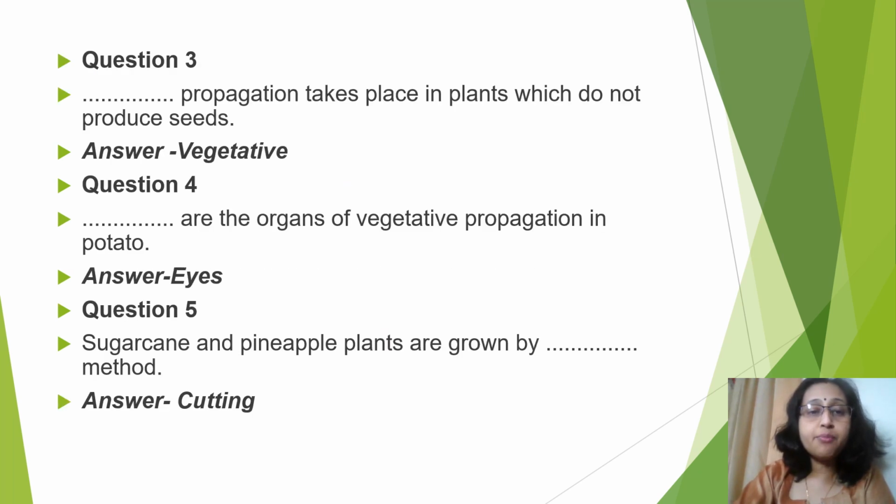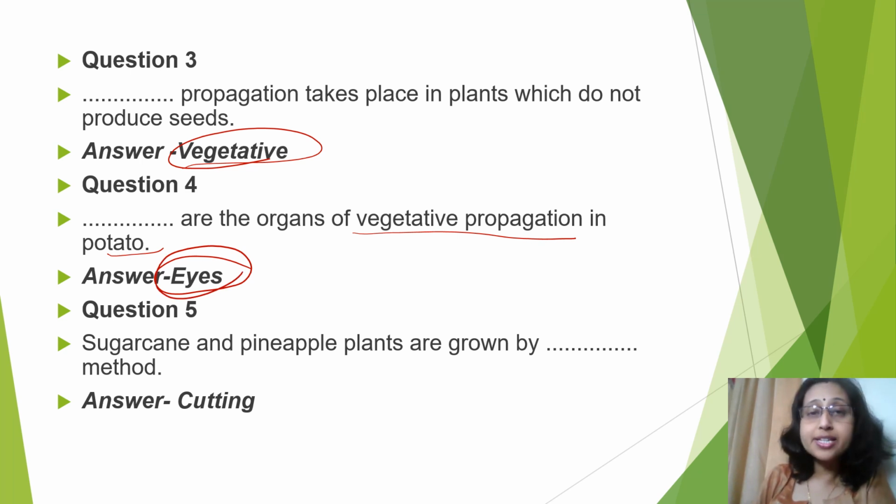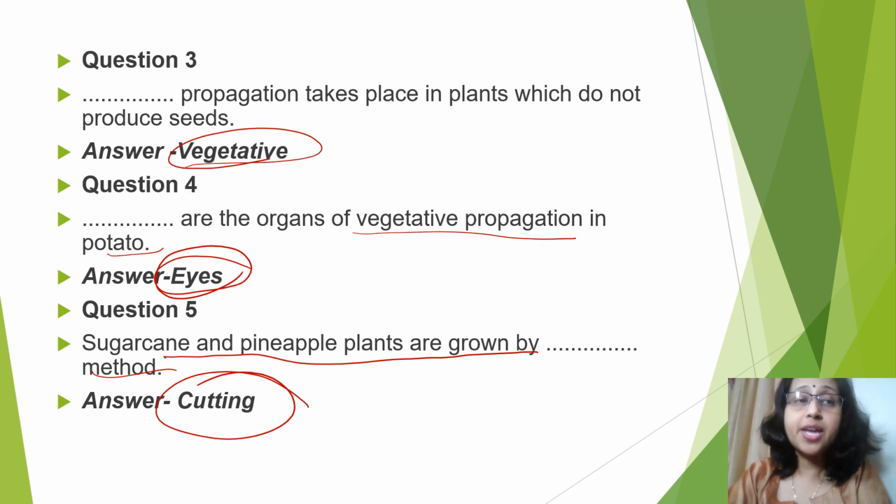Now question number 3: dash propagation takes place in plants which do not produce seeds. The answer is vegetative propagation. The plants which are not producing seeds have vegetative propagation. Now dash are the organs of vegetative propagation in potatoes, that is eyes. Potatoes have eyes, you all know, in their body you can see eyes. I have taught you that eyes are the organs of vegetative propagation in potato. Sugarcane and pineapple are the plants mainly grown by cutting, right?